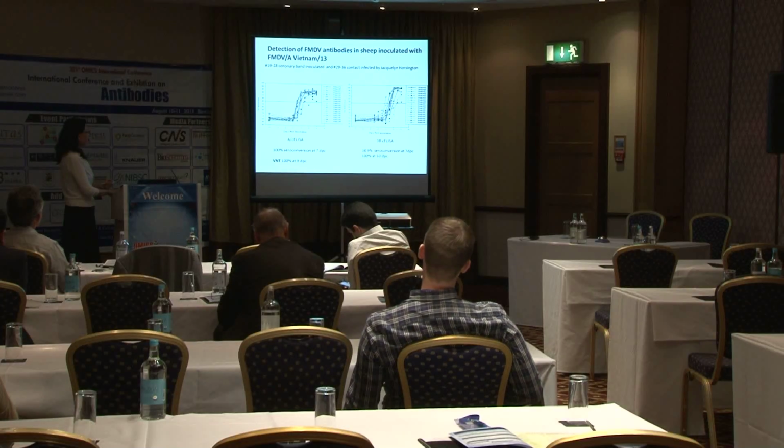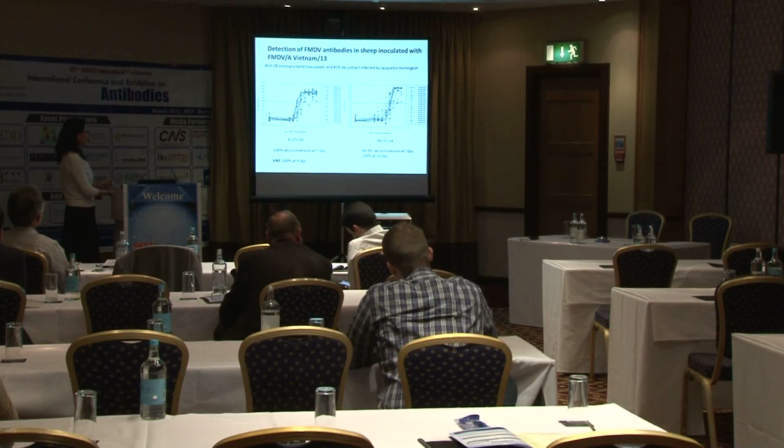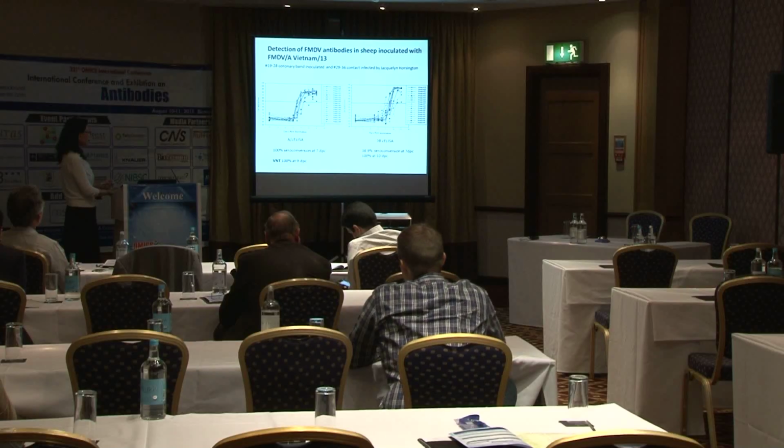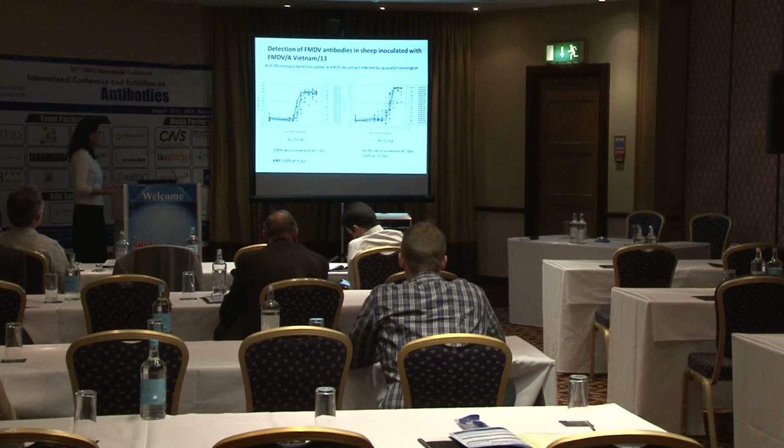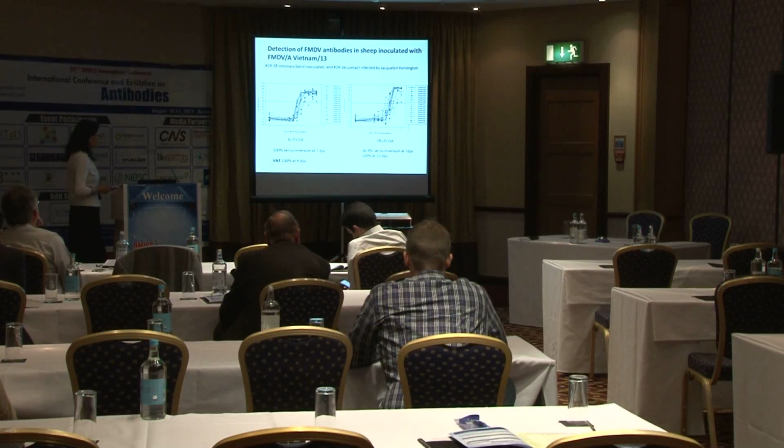Again, for the 3BC ELISA, on day 7, only about 38% of the animals were seropositive, but at 10 dpc, it shows 100% seroconversion. So it's quite late compared to the newly developed serotype A C ELISA. And also for VNT, the seroconversion was slower compared to the newly developed A C ELISA.